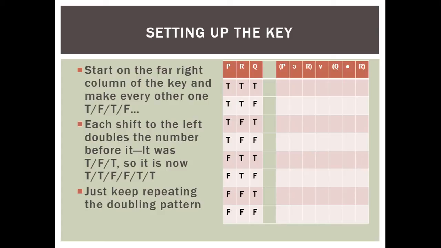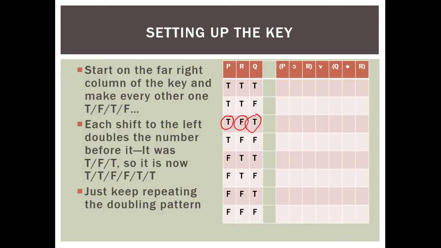Whatever way works for you, so long as you can establish that key, you're good to go. The reason we do the key this way is because it covers every possible combination of truth values that could exist. For instance, let's say we want P to be true, R to be false, and Q to be true. So we want true, false, true. If you look through this table, there it is. The third one down is true, false, true.